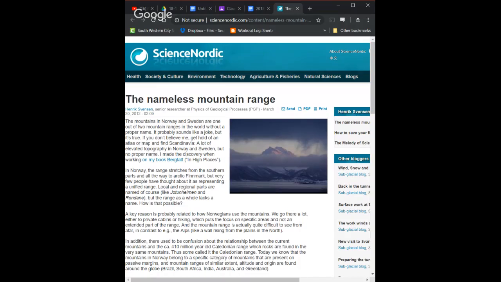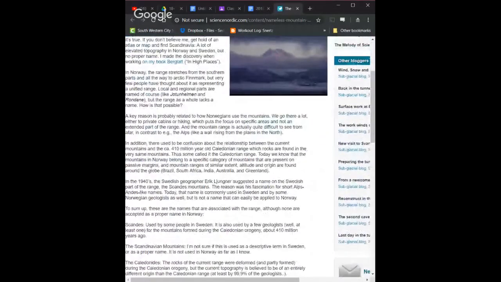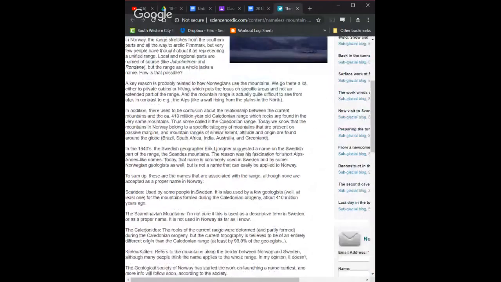Okay, so the nameless mountain range. The mountains in Norway and Sweden are one out of two mountain ranges in the world without a proper name. As you read through this whole thing, there's some stuff in here. In addition, there used to be confusion in the relationship between the current mountains and the 410-year-old Caledonian mountain range, which rocks are found in the very same mountains. Thus, some called it the Caledonian range. How about that?